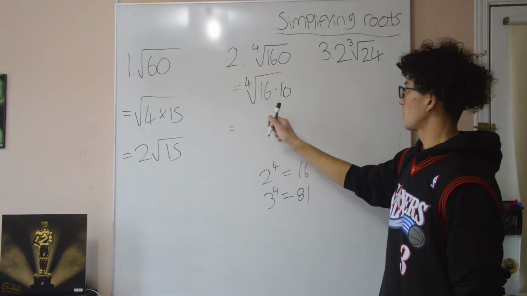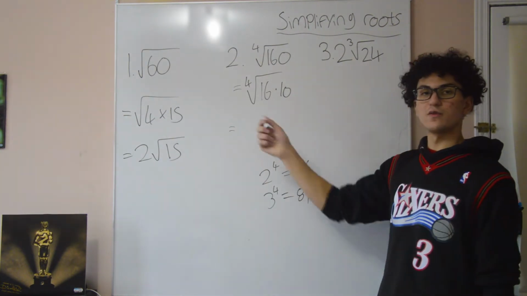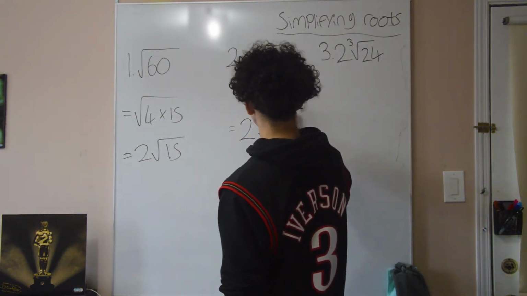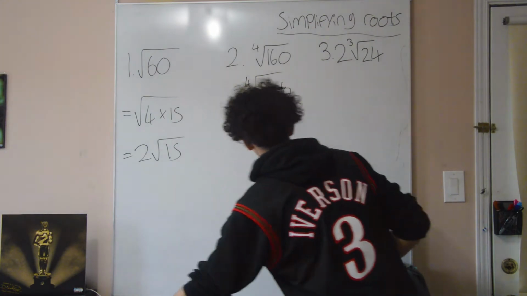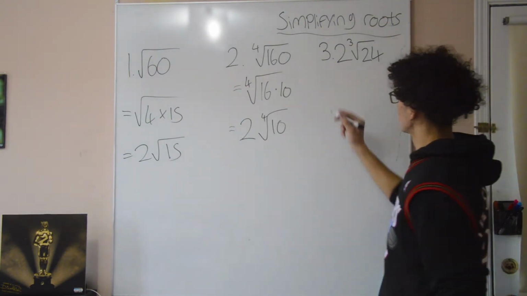And then from here, we can't take the 4th root of 10, so we're going to leave it as it is. But we can take the 4th root of 16, and it's 2. So it becomes 2 times the 4th root of 10, just like that. Finally, let's do our last one.